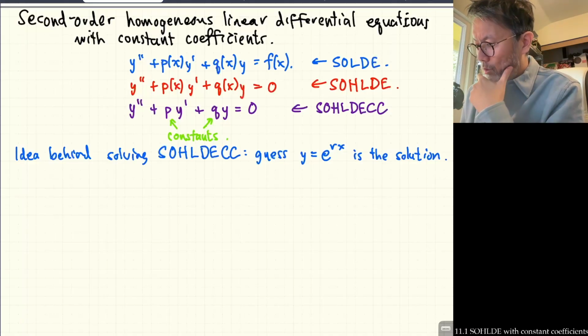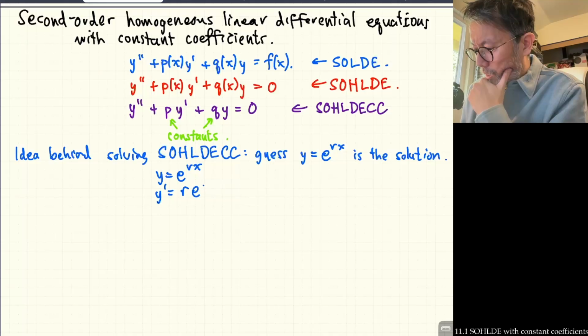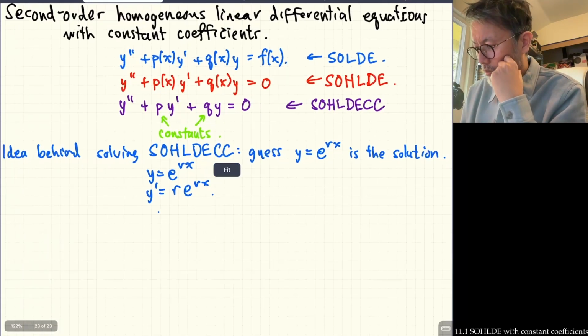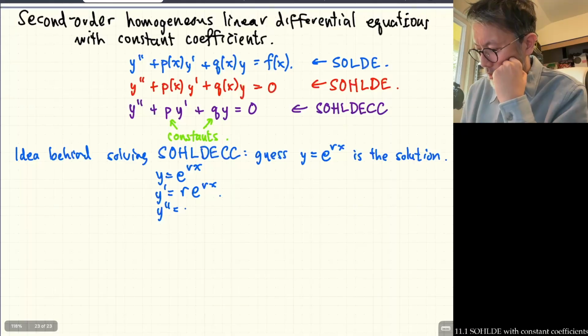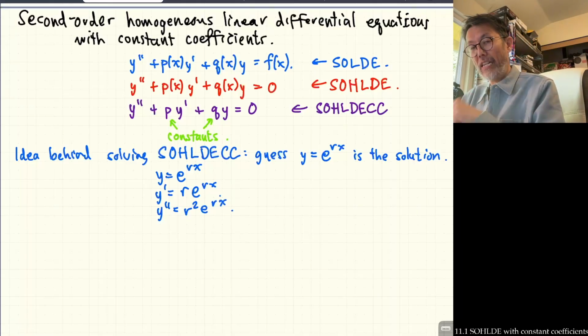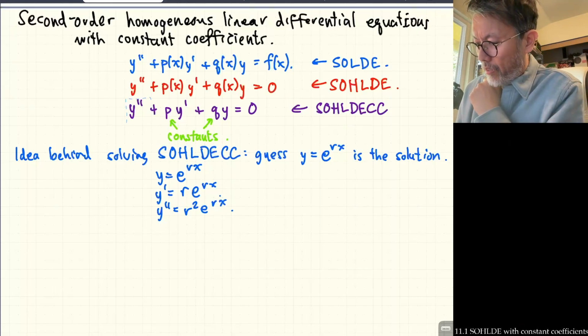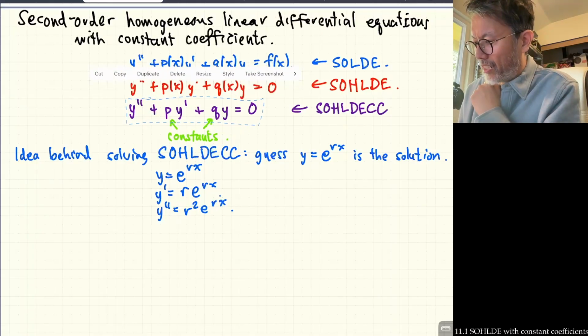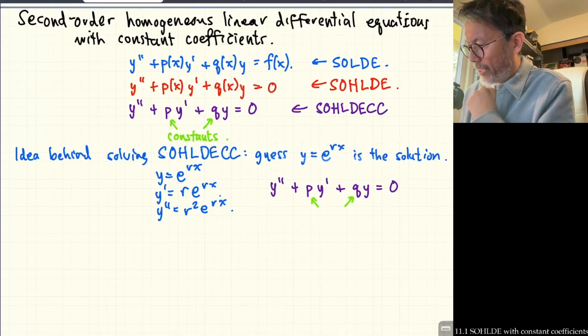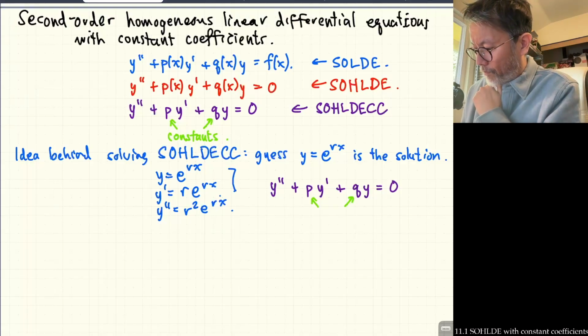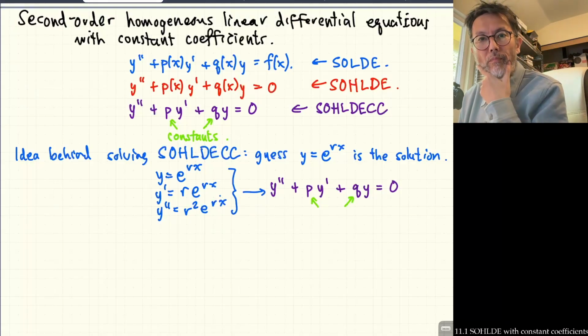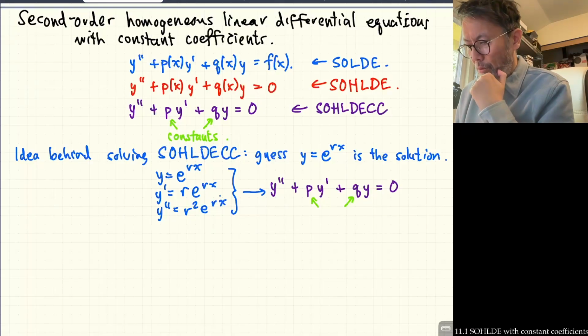Now, if y is equal to e to the rx, I know you know that y prime is r times e to the rx. And I know you also know that y double prime is equal to r squared e to the rx. And now what we can do is plug all of this into our second order equation. We're going to substitute it into here.